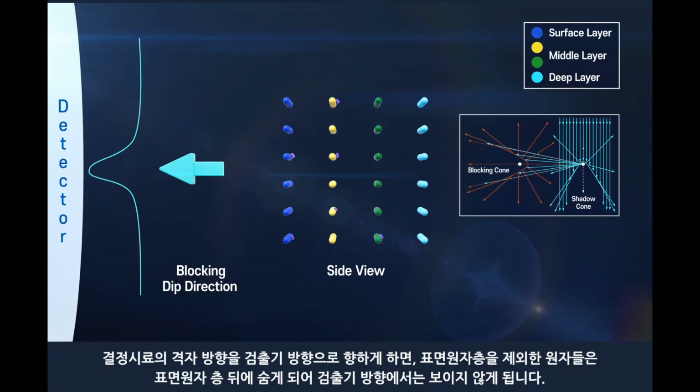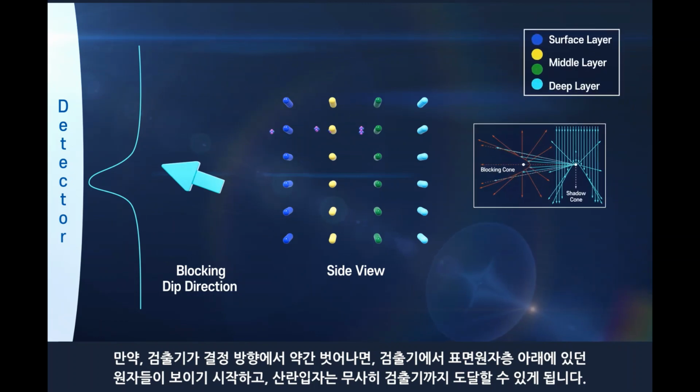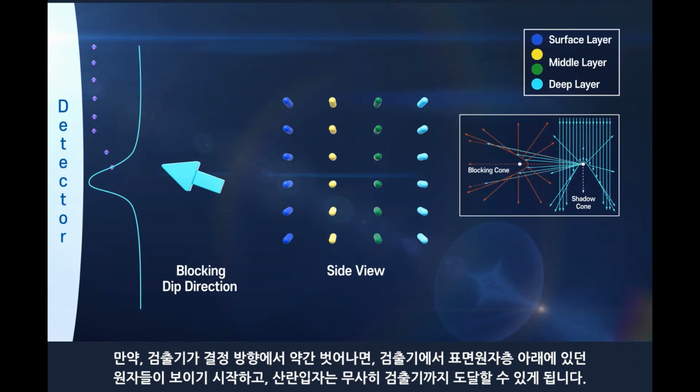In the case of a crystal sample, when the lattice direction is toward the detector, atoms except those in the surface atomic layer are hidden behind the surface atomic layer and are not visible from the detector. Therefore, particles scattered by hidden atoms and flying towards the detector cannot reach the detector because they are blocked by other atoms. When the detector orientation deviates slightly from the crystal lattice orientation, the atoms beneath the surface atomic layer become visible. Consequently, the scattered particles can safely reach the detector.